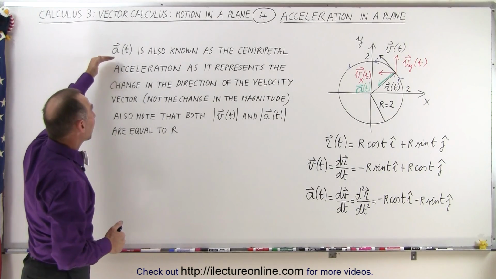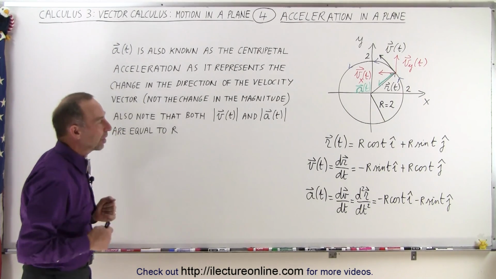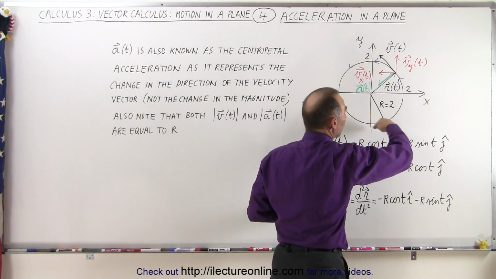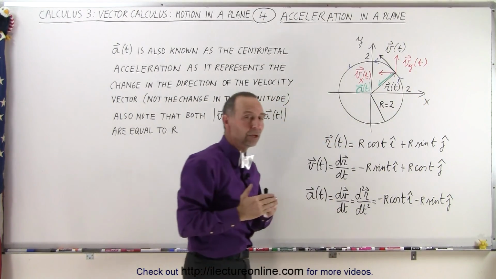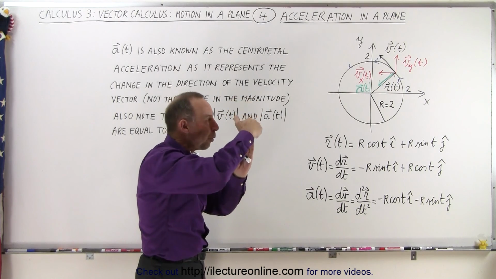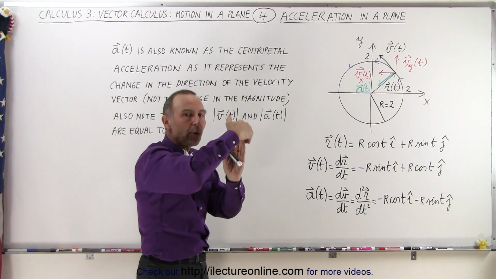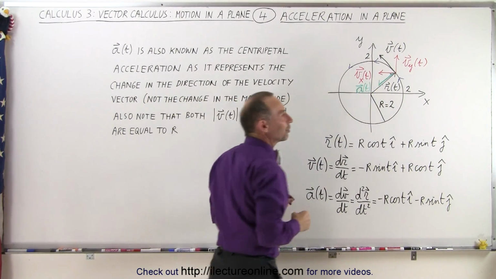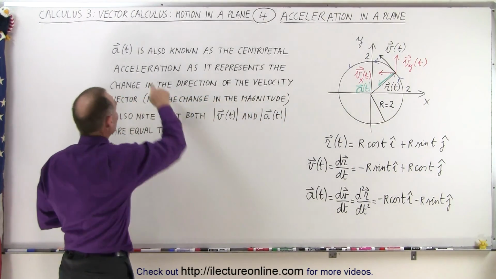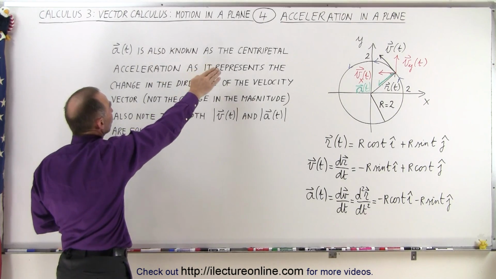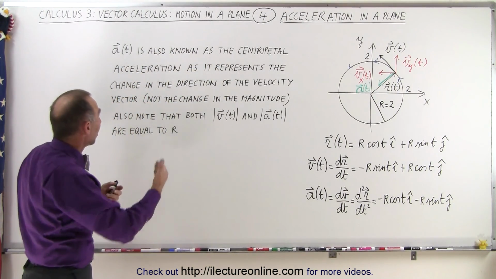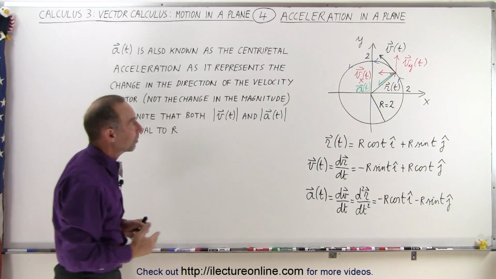Now, what does the acceleration vector really represent here? It turns out, as we go around in a circle, or whenever we go around a curve, it doesn't have to be a circle, the acceleration vector will always point towards the inner portion of the curve. In other words, it always will point to the center of curvature. Because of that, the acceleration vector in this case is also known as the centripetal acceleration, because it represents the change in the direction of the velocity.